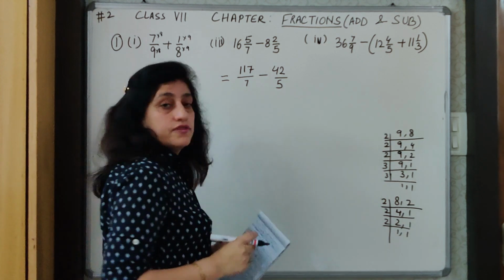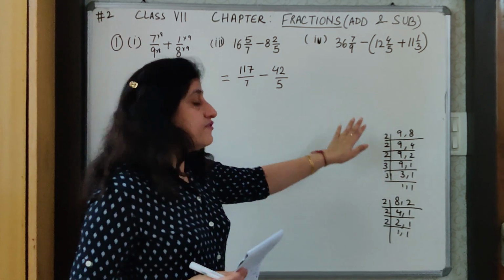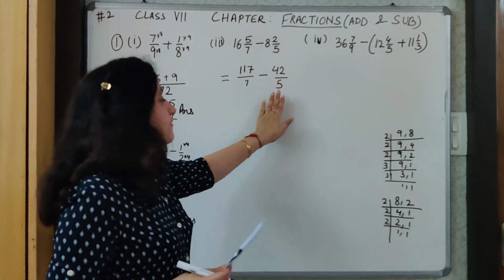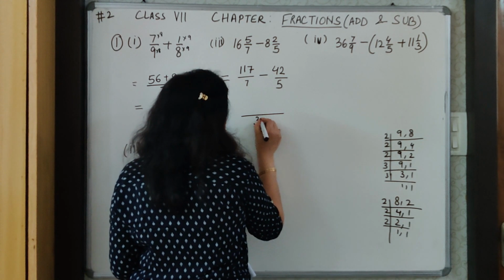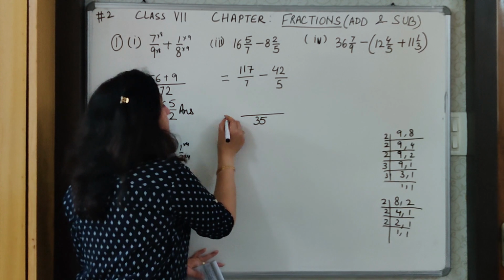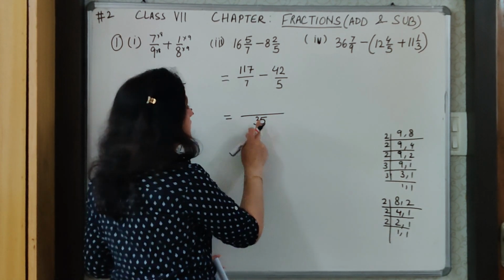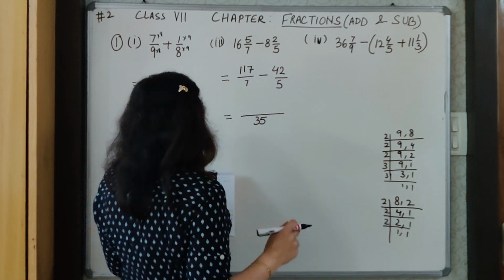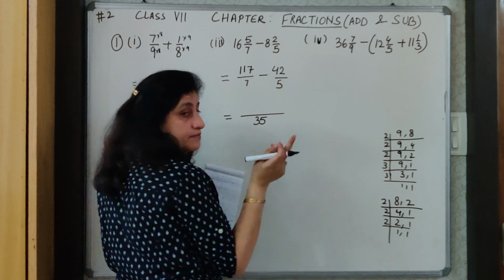So first we convert the mixed fraction to improper fraction, and now we will find out the LCM. 7 and 5 are prime numbers, so we get the LCM as 35. Clear? Then we move on. 7 multiplied 5 times will give me 35. So 117 will be multiplied by 5.